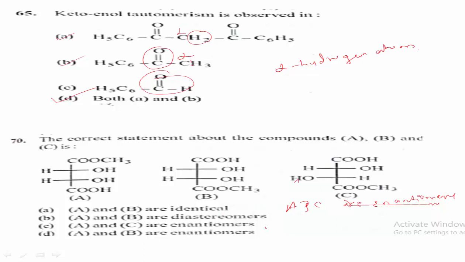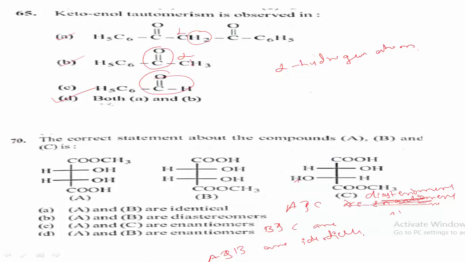B and C are diastereomers. Sorry, here A and C are not enantiomers. A and C are diastereomers. Here A and C are diastereomers. B and C are also diastereomers. And A and B are identical.